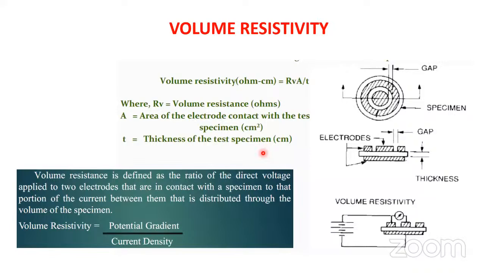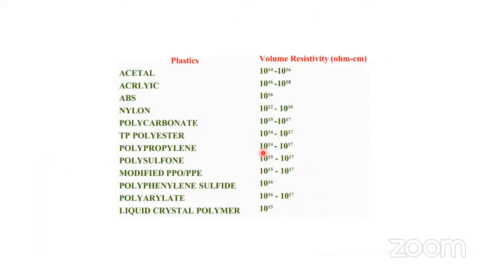First, what is volume resistivity? It is the volume resistance in ohms per area of the electrode contact with the test specimen, and the thickness. Volume resistivity is the potential gradient divided by the current density. The readings of volume resistivity for different polymers have been given here.